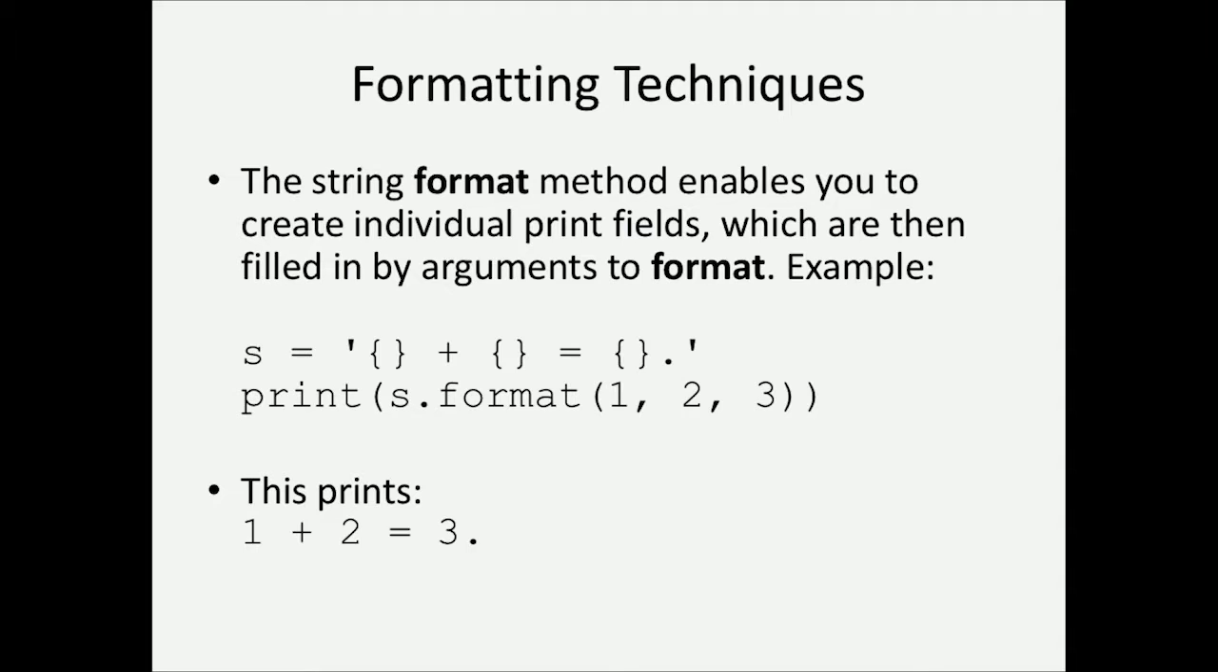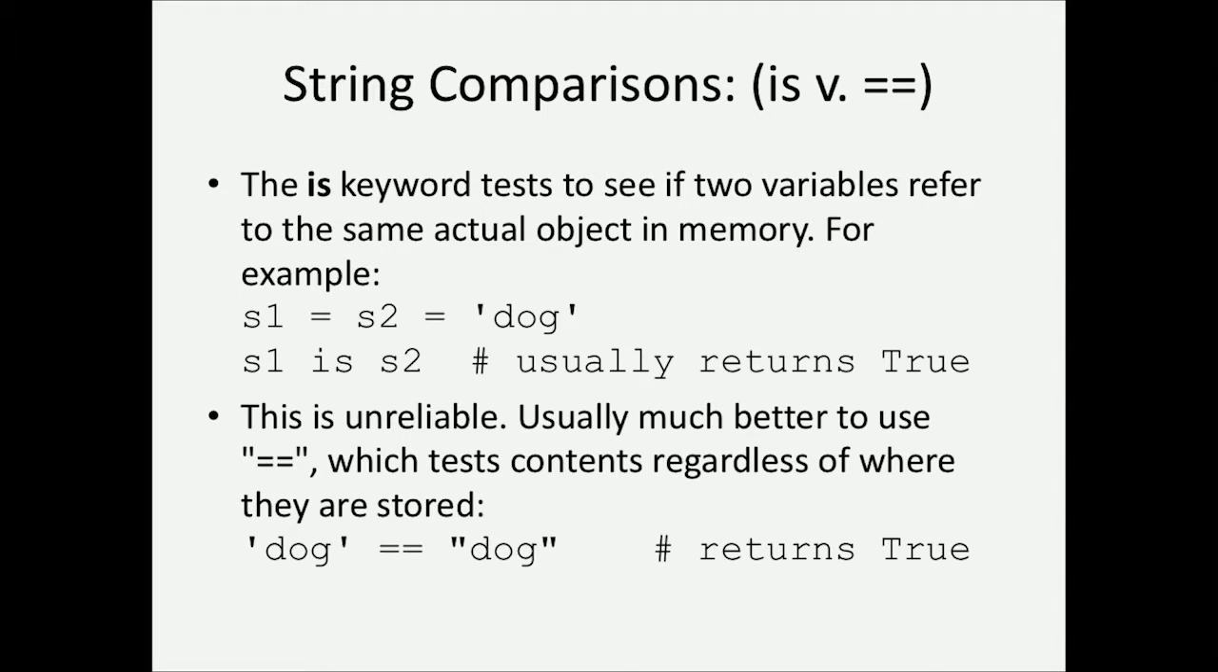A simple way to use that is to come up with a format string. And a format string uses the open and close curly brace to represent a field. And to each one of those fields, I have an argument, which becomes an argument for format. And this gives me a lot of flexibility in printing formatted strings. You can see in this case, I've got the arguments 1, 2, and 3, and they are printed in the respective fields. And so I print out 1 plus 2 equals 3, period.